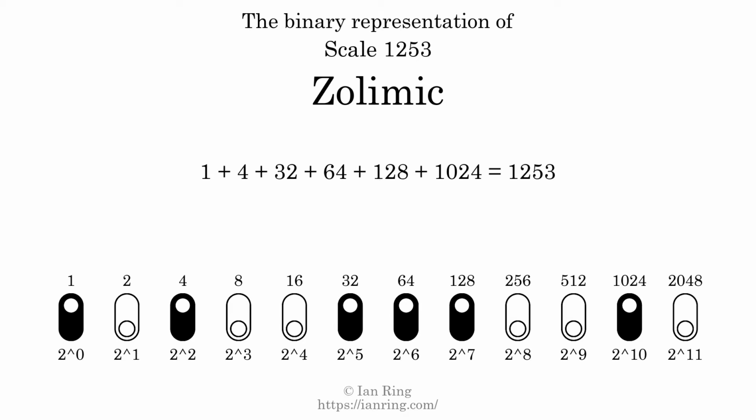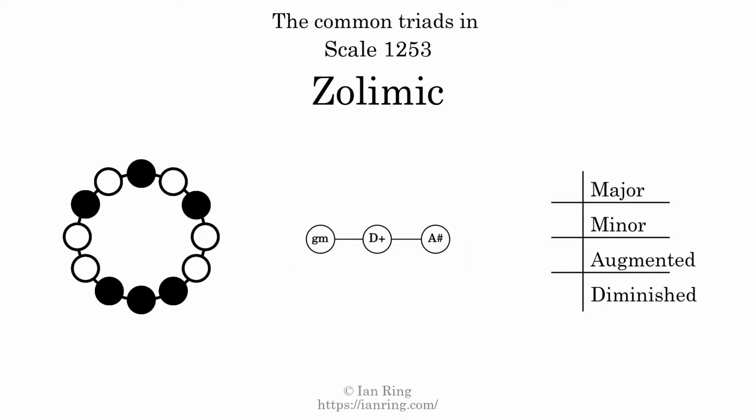1253. The scale number not only enumerates the scale with a unique index, but it also literally describes the tonal content of the scale. Represented as a binary number in base 2, the scale number is 010011100101. Here are the common triads present in this scale.